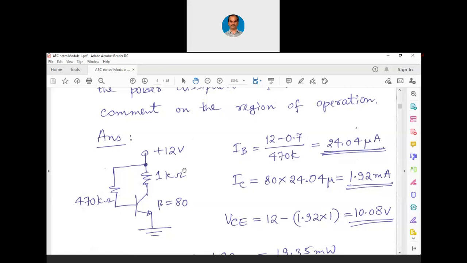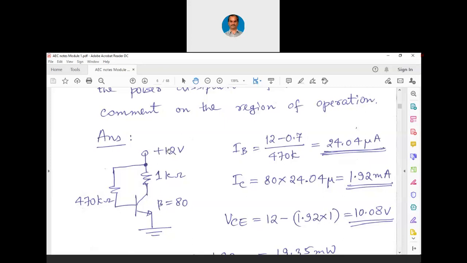So when IC is given, we have to find out VCE now. VCE is 12 minus, drop across this 1 kilo ohm. 12 minus 1.92 into 1. I have purposefully removed this M and K because milli and kilo will cancel each other. So I will simply write 1.92 into 1, that is 10.08 volts.